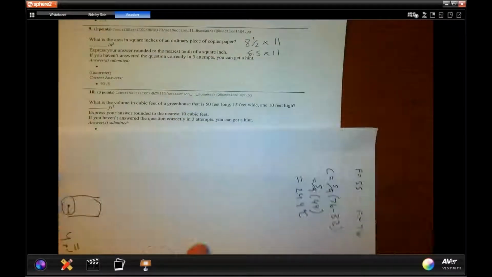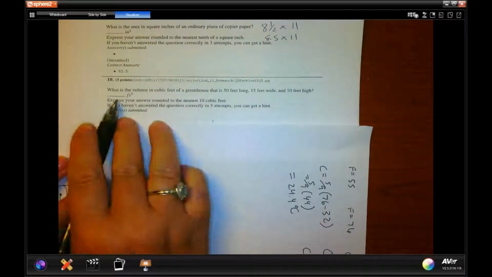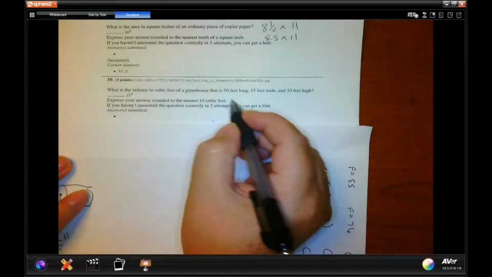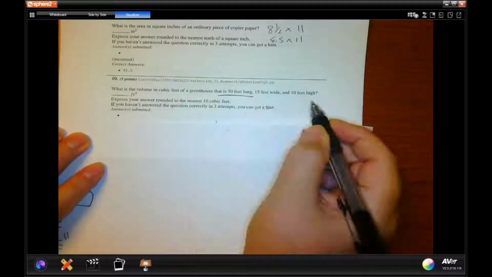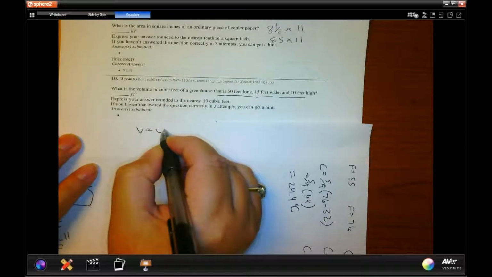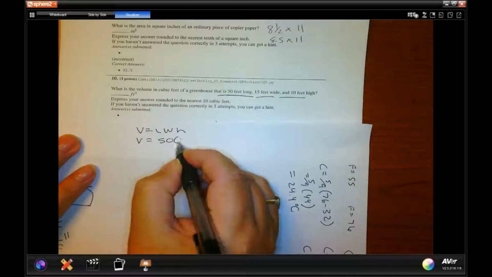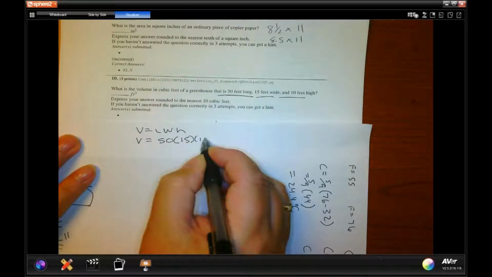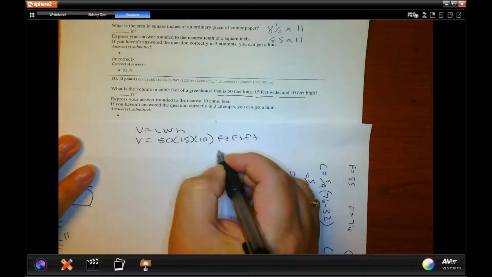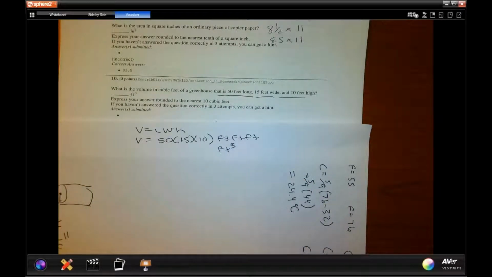Okay. Number 10. What is the volume in cubic feet of a greenhouse that is 50 feet by 15 by 10? Volume is length times width times height. 50 times 15 times 10. Then you've got the feet. This is why it turns out to be cubic, because it's feet times feet times feet.